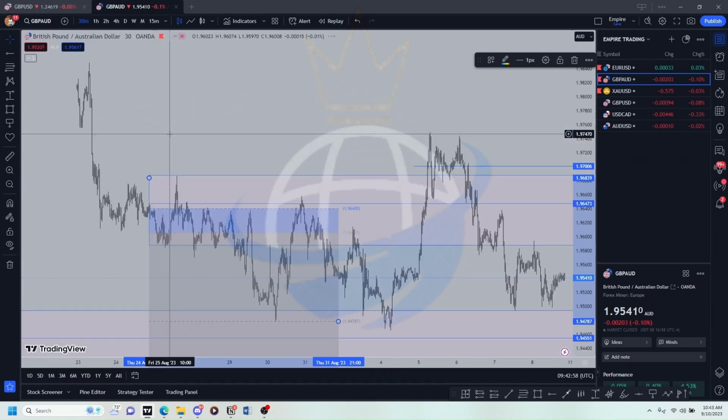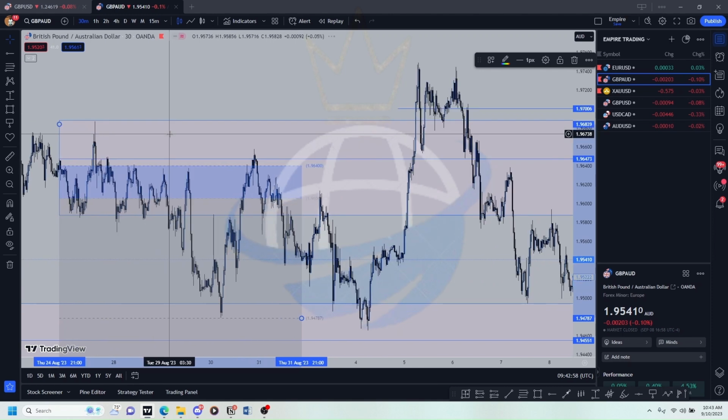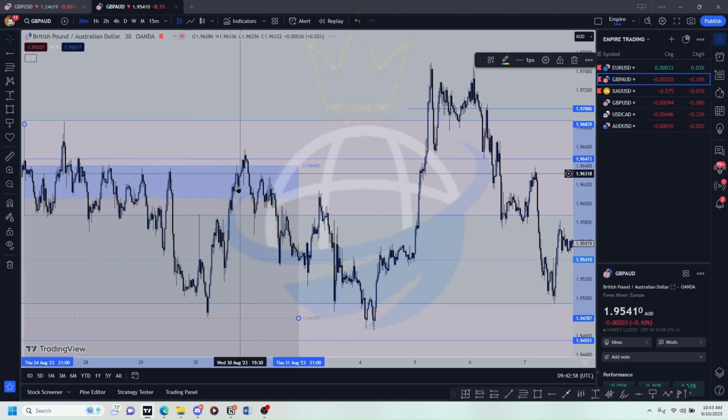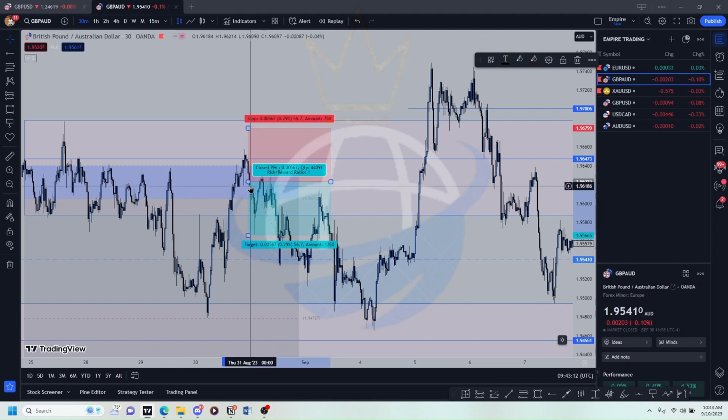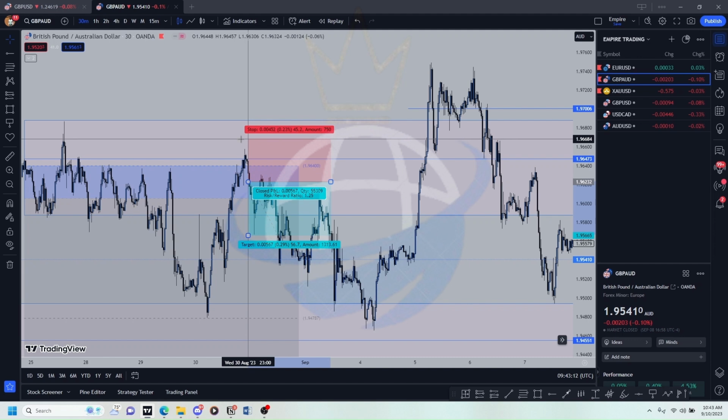Price spiked into this area and started falling, right? So this is already a very good entry opportunity. You could just have your entry here. You can see price is really falling, and you can keep your stops just above the swing high that was created here.